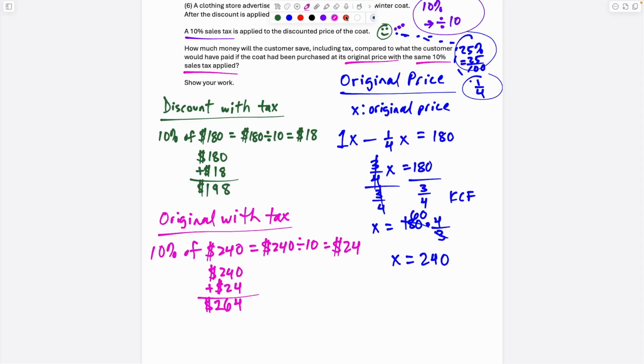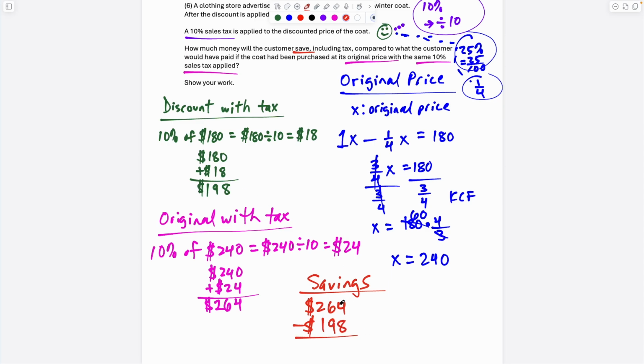So now for the last stage of this question, we just have to calculate how much money will the customer save. Okay, so we want to know what are the savings here. So I'm going to just say the savings. Okay, how much money will we save? Let's say it was us buying this coat. Well, originally we would be paying $264, but now we subtract the sales price with tax is $198.